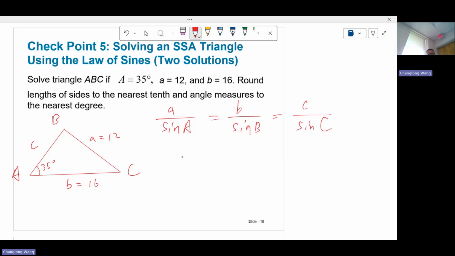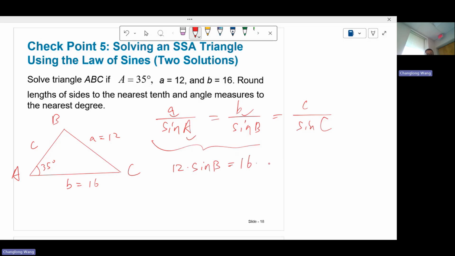Okay, so now what do we have? We have the angle A, 35 degrees. We have little a there, right? What else? Little b, right? So I'm sure I don't have to ask you to solve for anything. You see that the letter B should be ready to go, right? So we'll take the first equality to cross multiply. So little a times sine B, right? So it'll be 12 times sine B, letter B is 16, right?